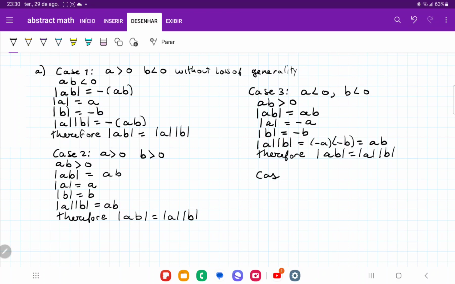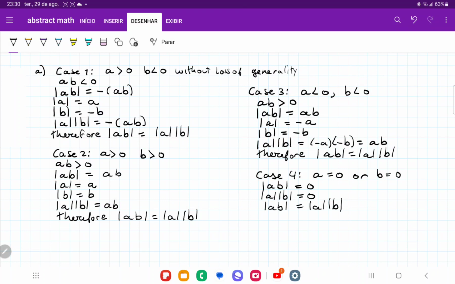And the last case, case 4, we have to consider when one of them is 0, one or both. So in case 4, A is equal to 0 or B is equal to 0. In this case, AB is going to be equal to 0 because when one factor is 0, the whole product is 0, and therefore the absolute value of A times the absolute value of B is also going to be equal to 0. And so the absolute value of AB is equal to the absolute value of A times the absolute value of B.